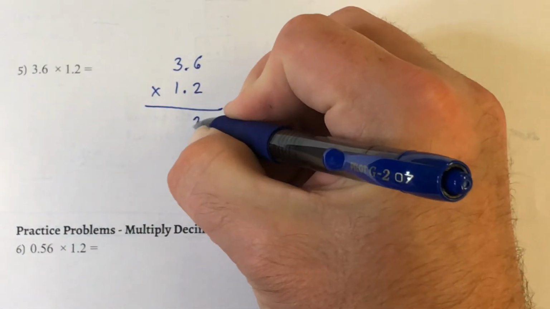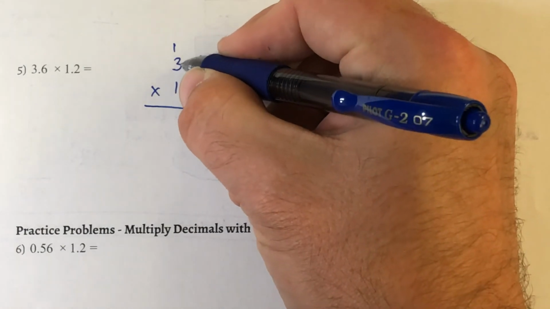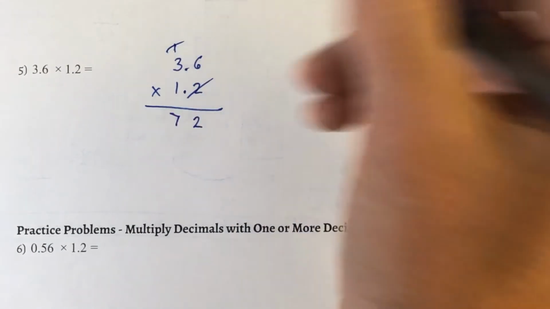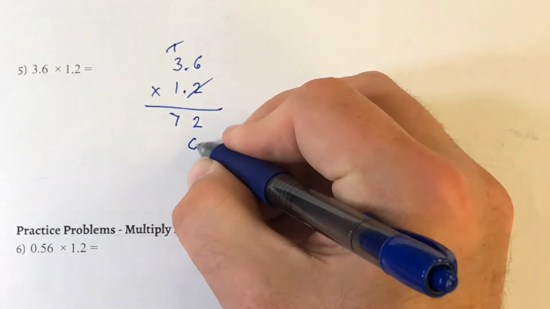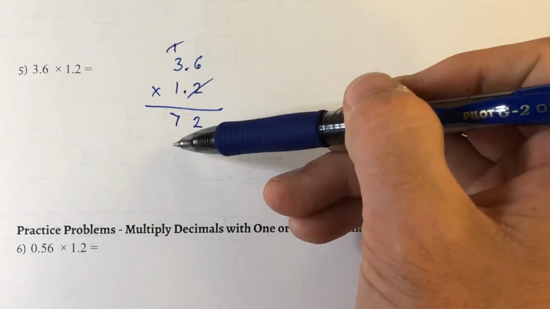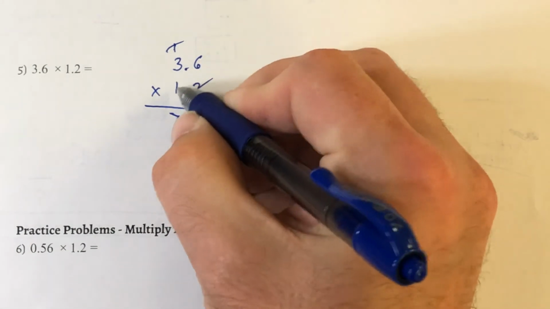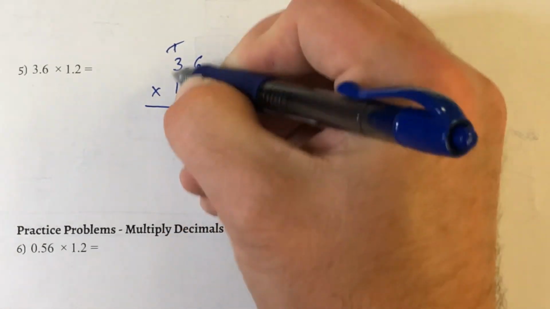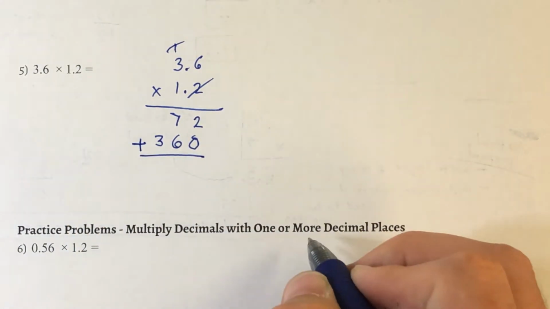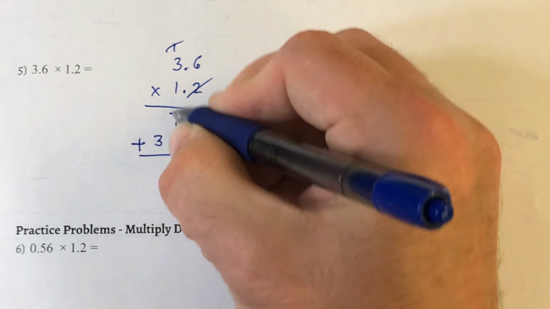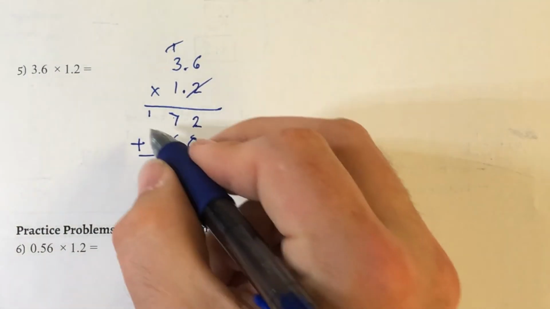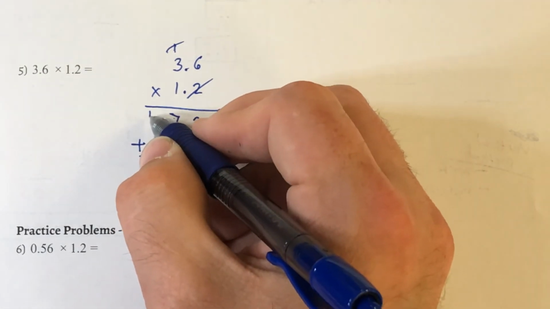2 times 6 is 12. 2 times 3 is 6. Plus 1 is 7. I'm done with the 2. Add a 0. Why? Because you need to push yourself over into the second column. We are in this place value now, not in this one. So 1 times 6, 6. 1 times 3, 3. What are we going to do with these? We're going to add them, of course. 2 plus 0 is 2. 7 plus 6 is 13. And then 3 plus the one we carried, don't forget those, is 4.